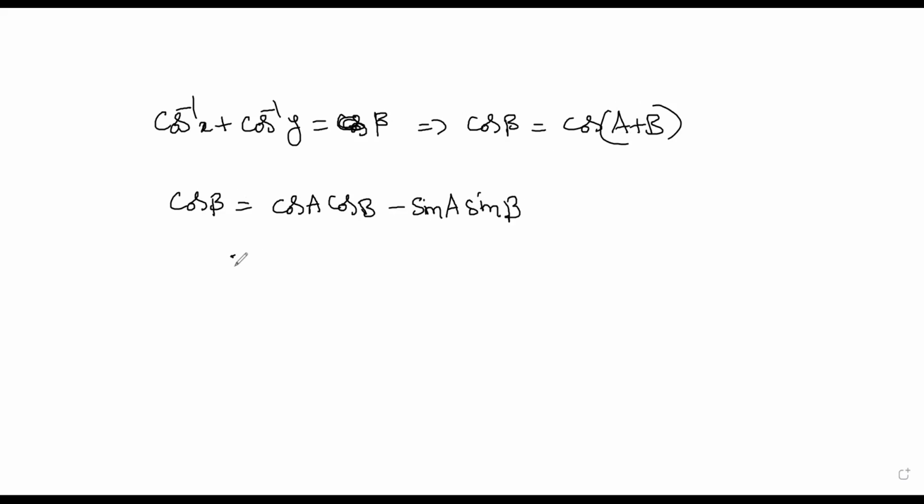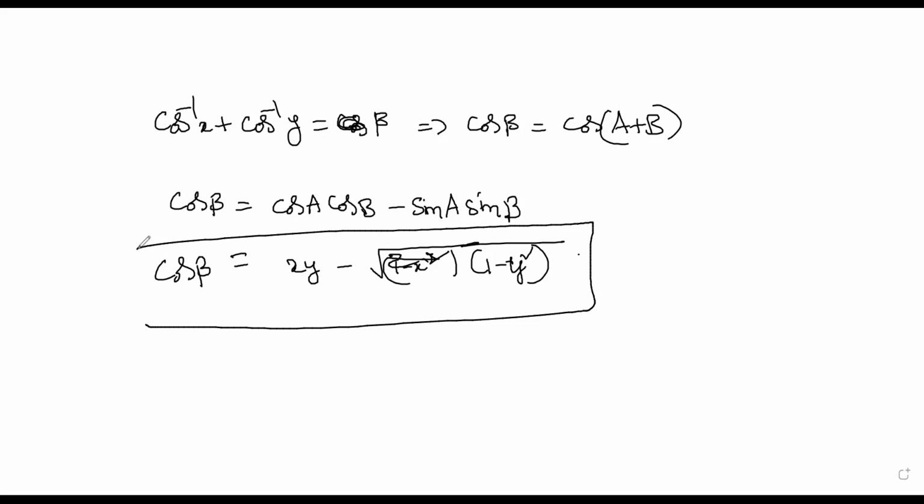So what is cos a cos b? You have x and y will come, and sin a is square root of 1 minus x square, and sin b is square root of 1 minus y square. That's the reason this cos beta becomes equal to xy minus square root of 1 minus x square into square root of 1 minus y square. So this is a little bit complicated problem. From here also we can get the answer.